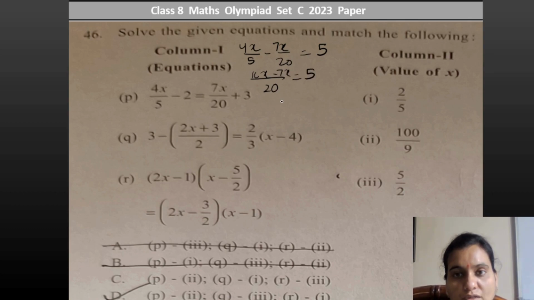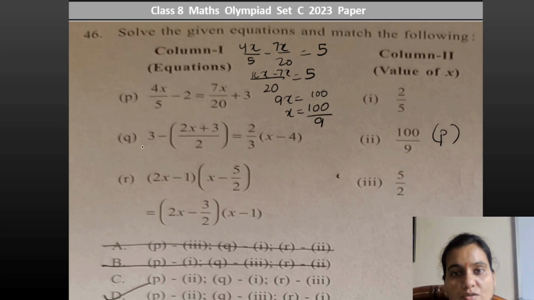So this is actually how much? 16 minus 7 is 9x is equal to 5 into 20, which is 100. So x is equal to 100 by 9. So P is the correct answer for bit 2. We can match this with 2.